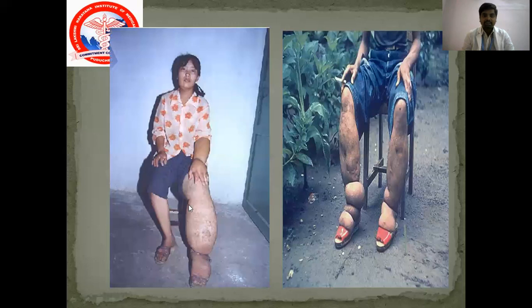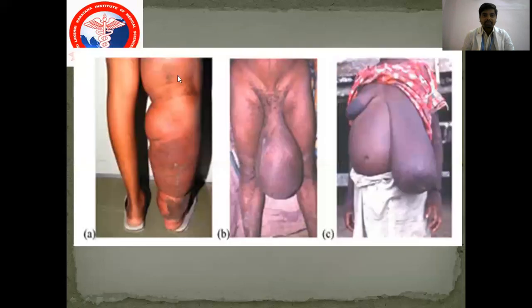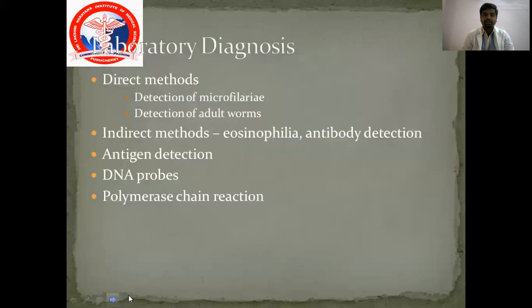So this is an elephantiasis picture. The patient's leg becomes like an elephant's foot. That is elephantiasis. This is another picture, and you can see this is the scrotum of a male patient, where the scrotum has become enlarged with inflammation, and this is a breast that has become bulky in a patient infected with elephantiasis.